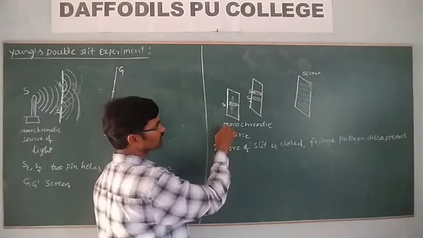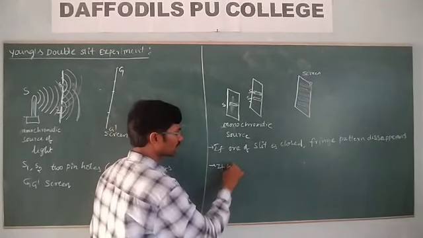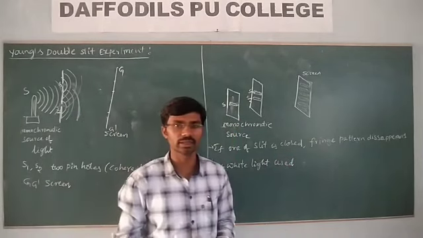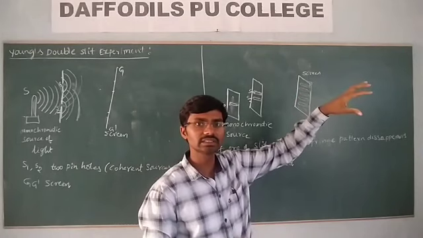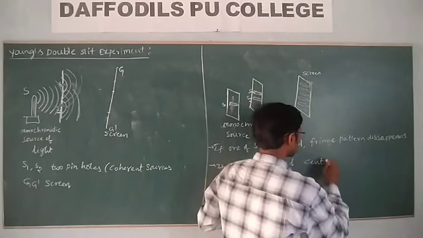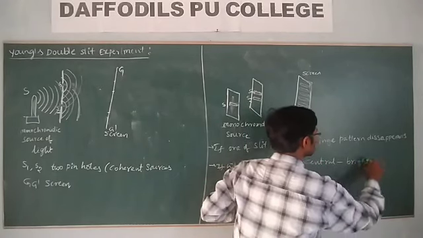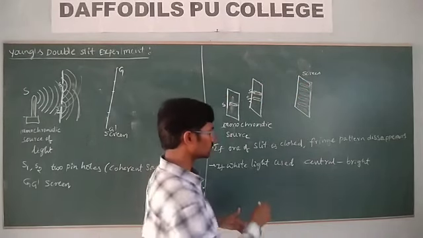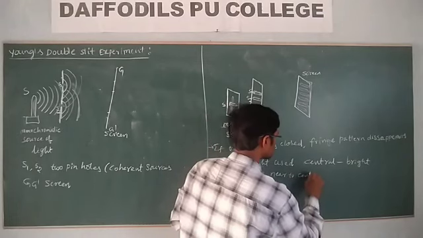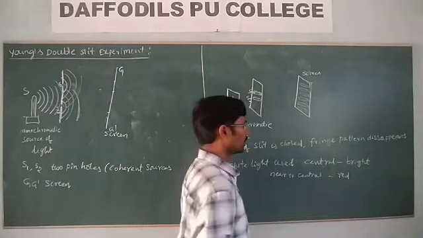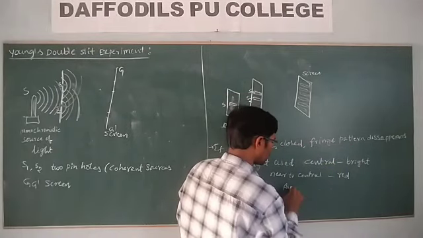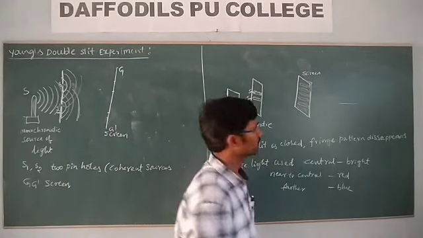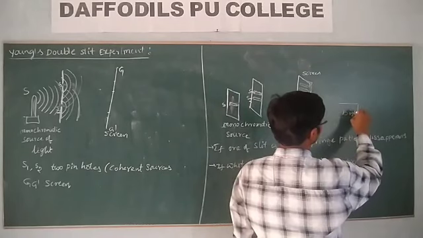Whereas, if white light is used instead of monochromatic light, then what will happen? Here we will get the central fringe as bright, but on either side of the central fringe, near to the central fringe, we get red. And after that red, the farther one will be blue in color. That means no interference pattern can be observed clearly, but the central fringe is bright.